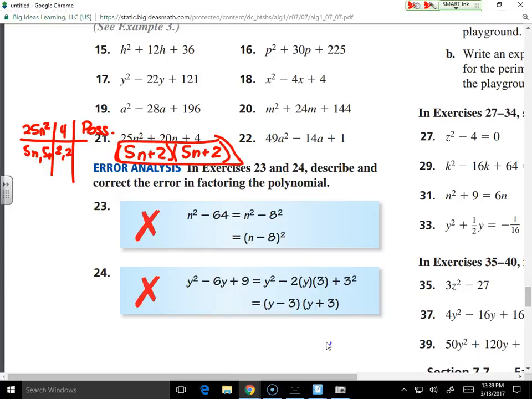Is that a good way of writing it? Yeah. Could you also write it 5n plus 2 quantity, the whole thing squared? Yep. Both are good. Number 23, what was the mistake?